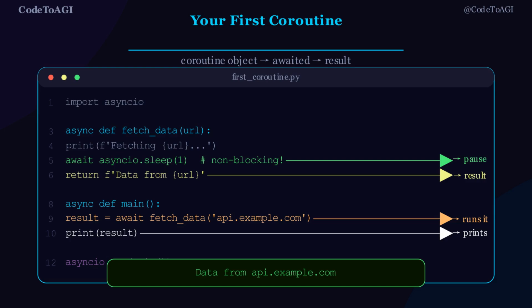Look at the code card. async def fetch_data. That is the coroutine definition. await asyncio.sleep. That is where Python can switch to another task. asyncio.run(main()). That starts the event loop and runs your coroutine.